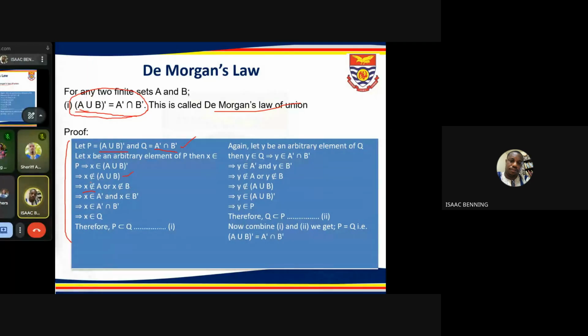The next thing is if X is not a member of A, then we can say that X is a member of A prime. And if X is not a member of B, then we can also say that X is a member of B prime. Now, in sets, what is the meaning of AND? AND means intersection. So therefore, we can now say that X is a member of A prime intersection B prime. So you could see that from the left side, we have proved the right side.